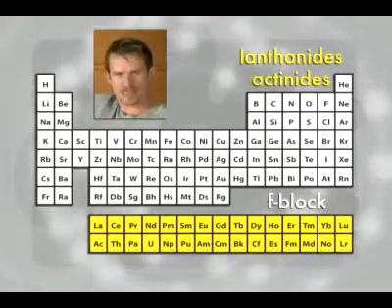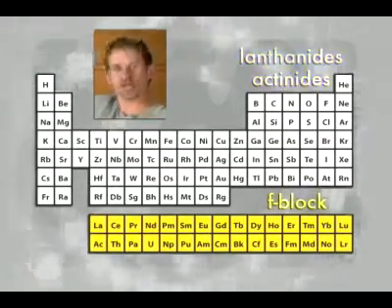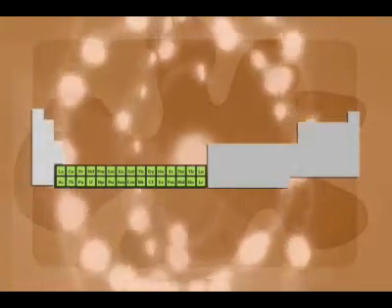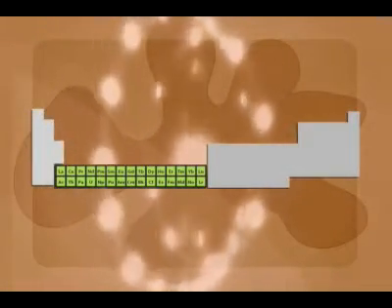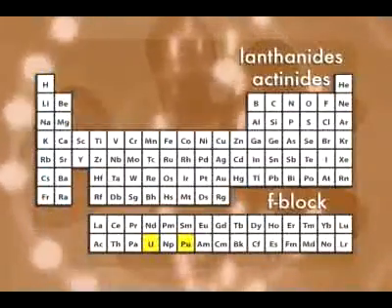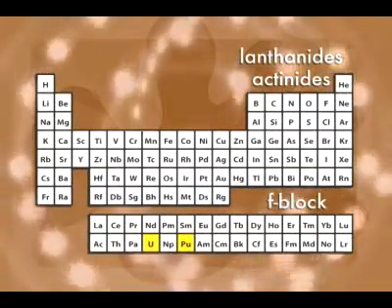Below the table, you might see two more rows of elements. These are called the lanthanides and actinides, or F block. And they get stuck at the kids' table, so the rest of the table fits on the printed page. If they were included where they should be, they'd be to the left of the transition elements. Uranium and plutonium are the only really famous elements from this series.